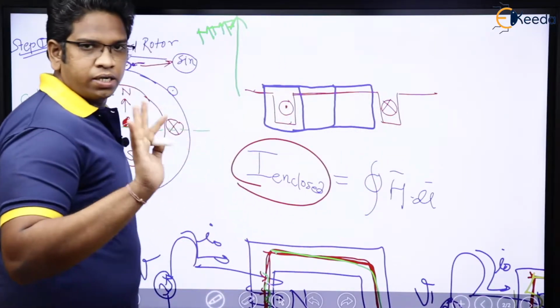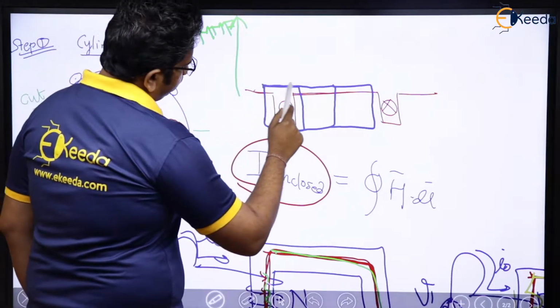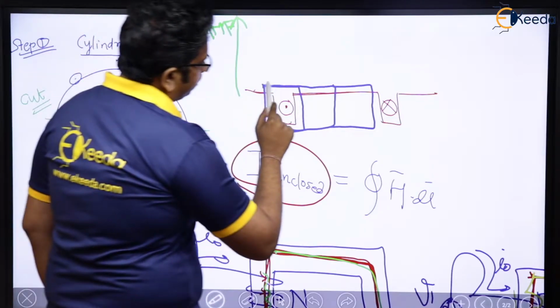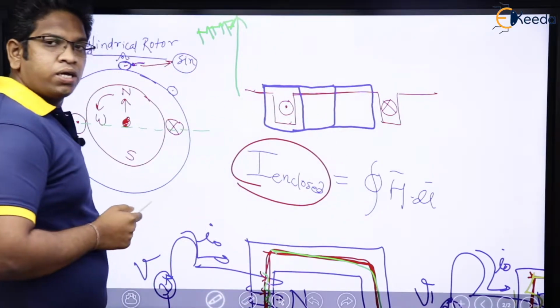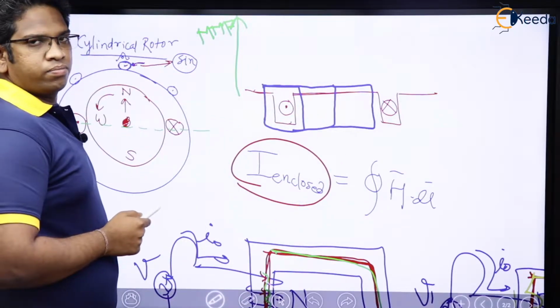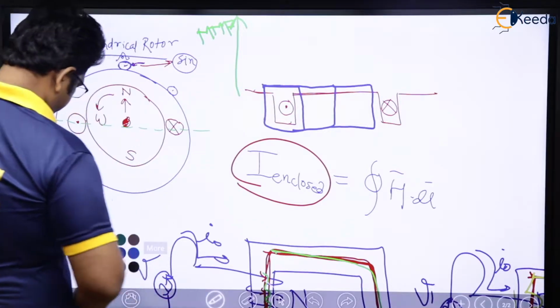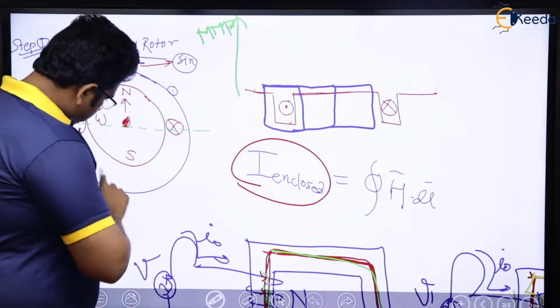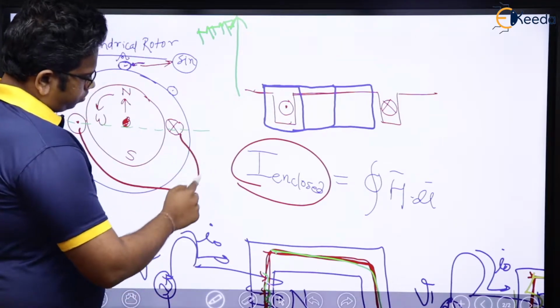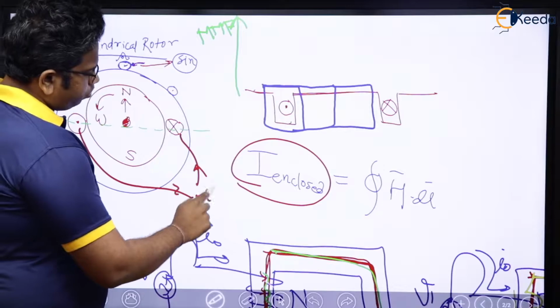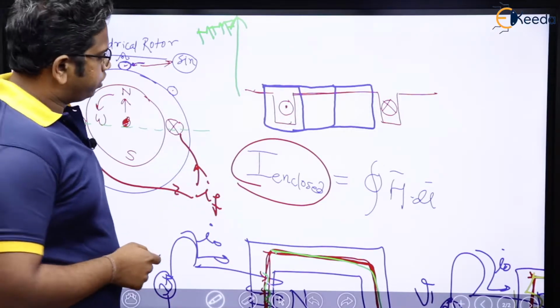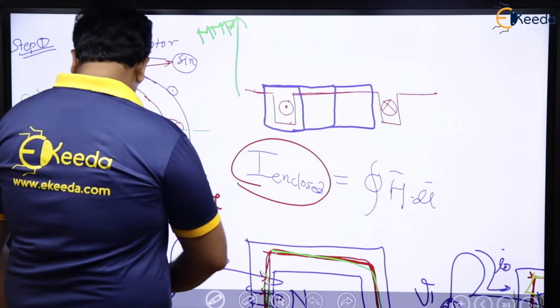See here, again. Focus here. For this closed path, how much is the enclosed current? I. Right? Now, see here. This particular current here, it is going to be what? IF current only, no? Current I only.